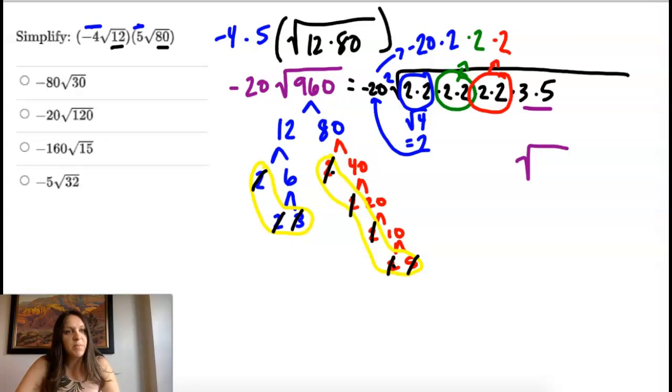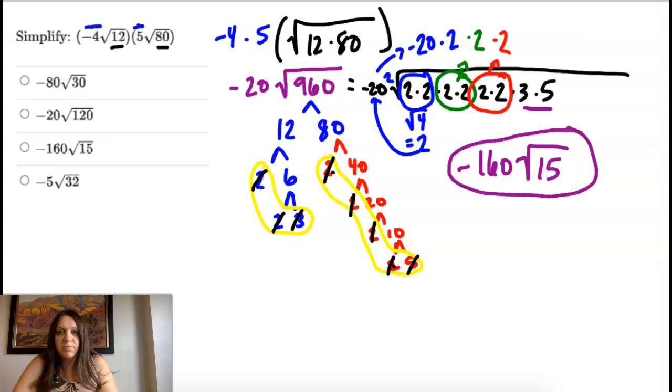There wasn't a pair of 3's or a pair of 5's. So that stays as 15, and then that's -40, -80, -160. -160. That's the simplified version, which is right here.